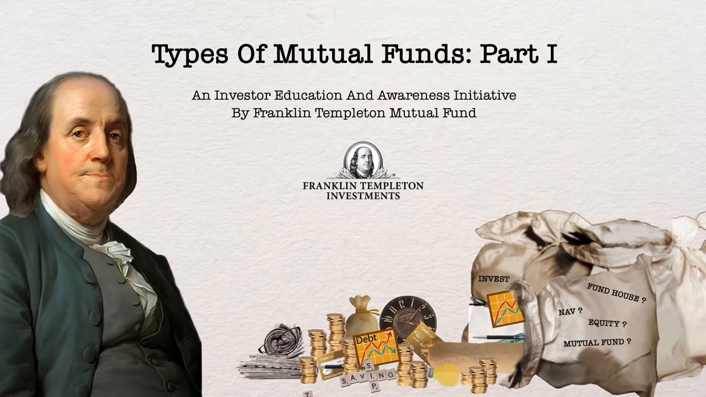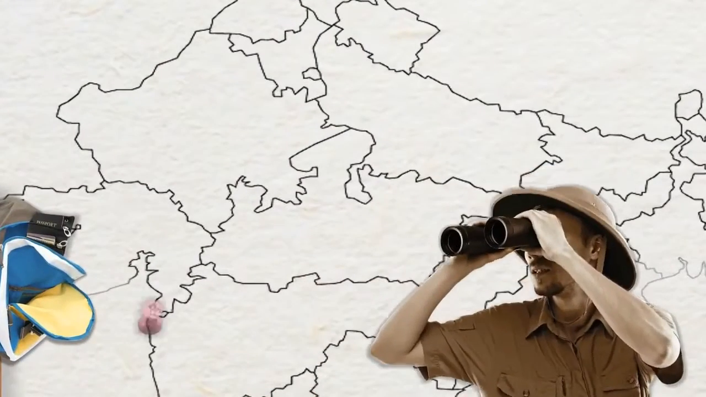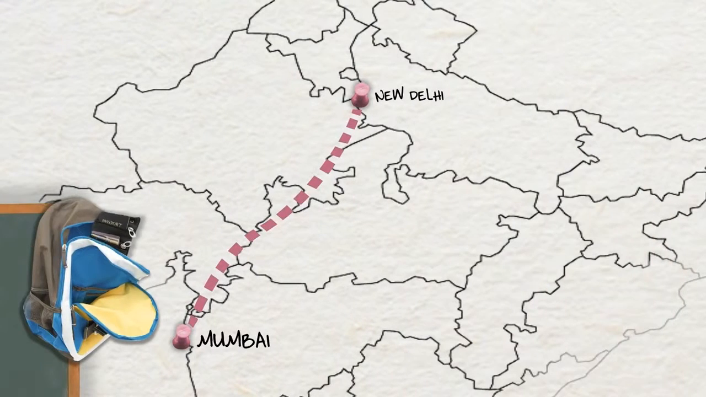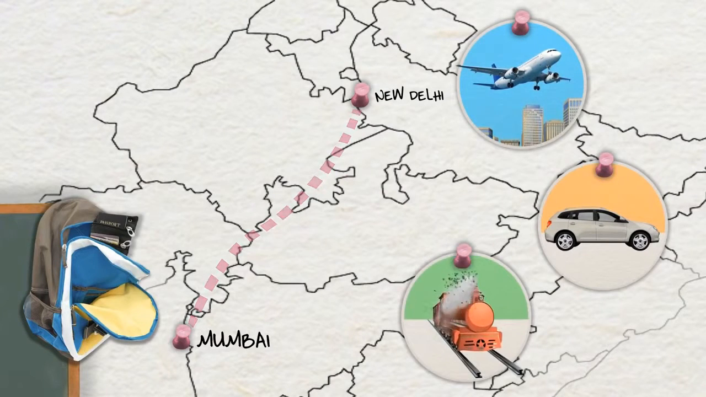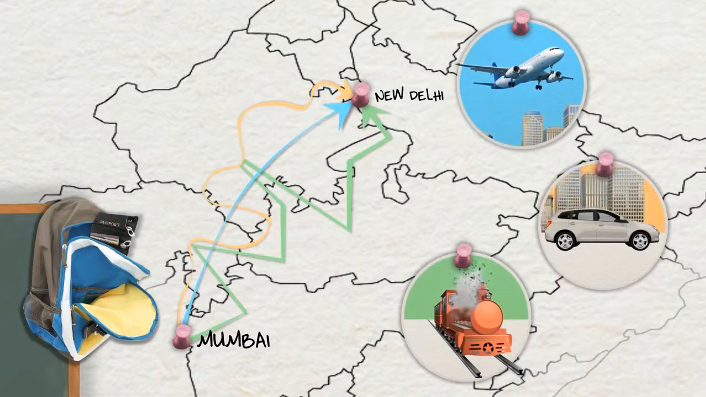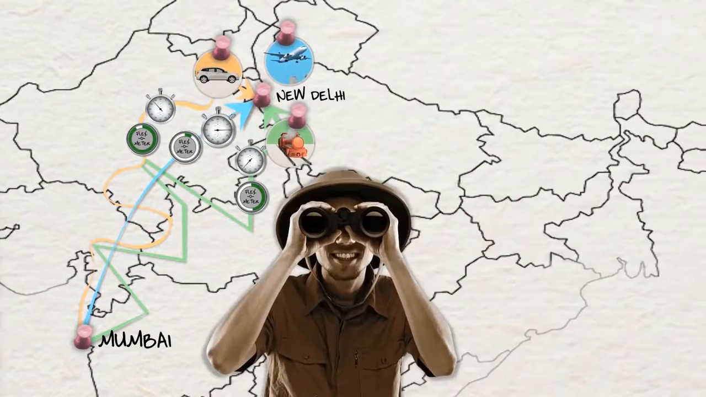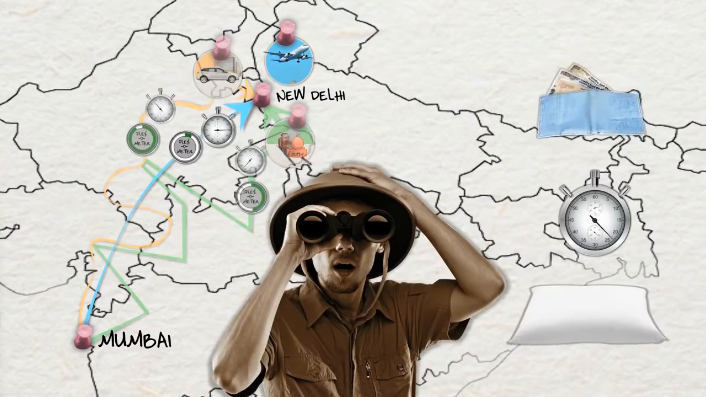Types of mutual funds, Part 1. Okay, suppose you want to travel from Mumbai to New Delhi. That's a long journey, and so your travel agent gives you options of different modes of transportation that you could use to get there. So he lays out the route, the time it takes, and flexibility of each mode for you. And now, it's up to you to decide which mode suits your pocket, time and comfort the most.